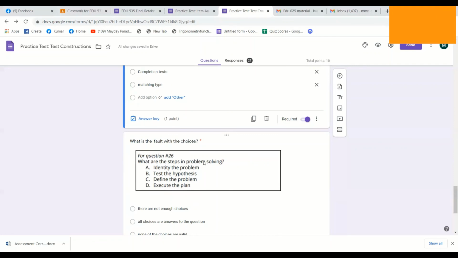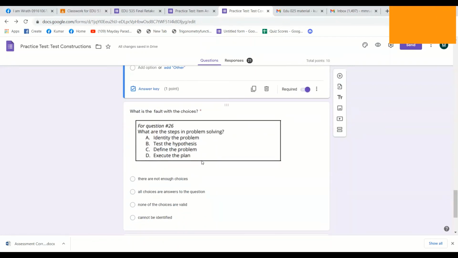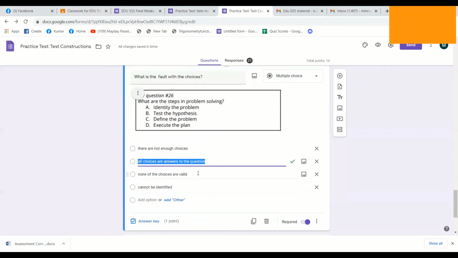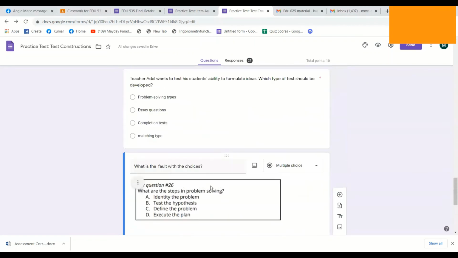So let's try to do analysis of the options here. Okay, it states here, all choices are answers to the question, which is found here. So therefore, letter B is the answer. So we have letter B is the answer here.